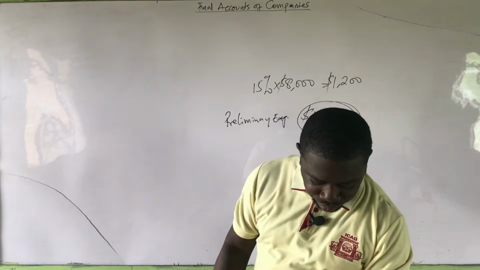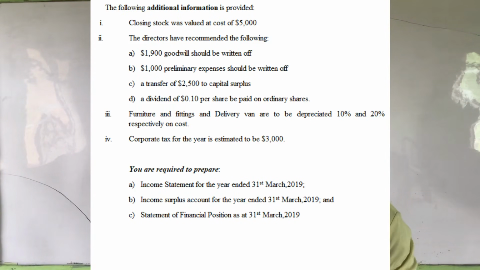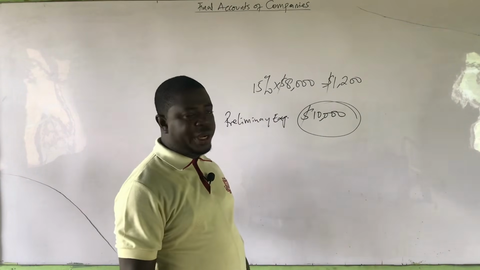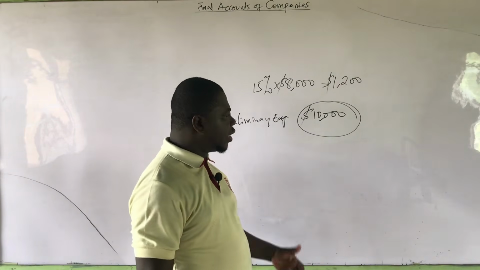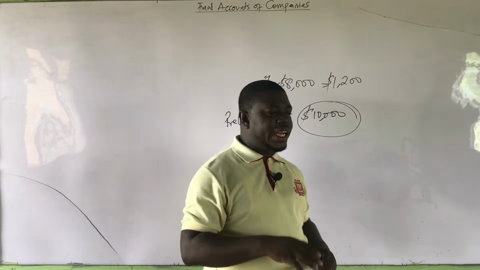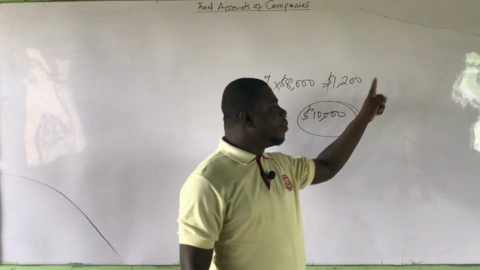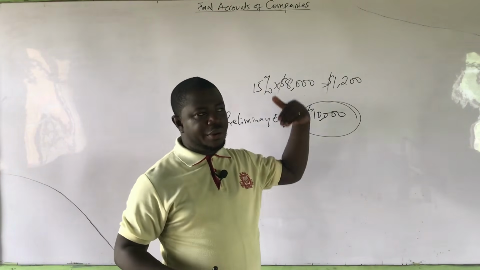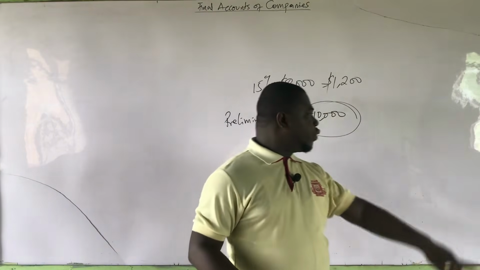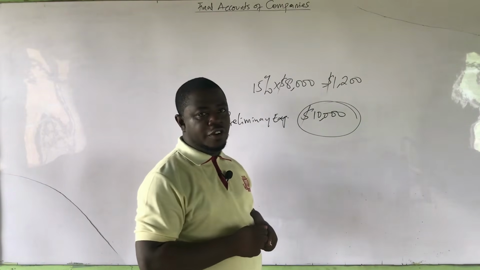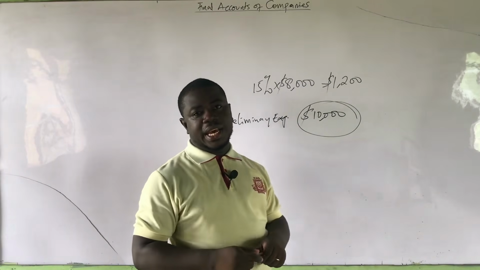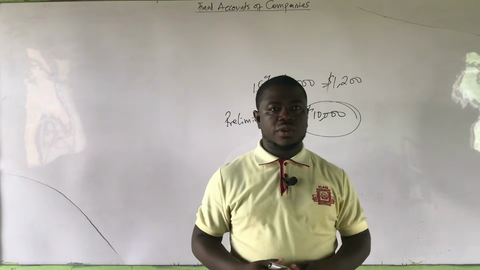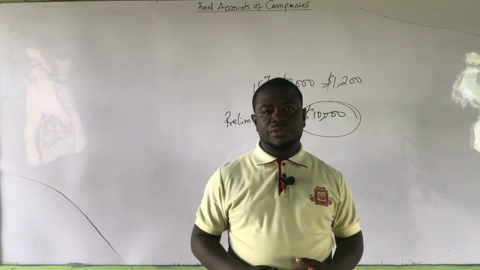You can see from the second additional information, the recommendations of the directors, that $1,000 of preliminary expenses should be written off. So that is the meaning, that is what I was explaining. So we are going to capitalize this whole 10,000, and then we write off only 1,000. So the net value of this preliminary expense will now be 9,000 at the end of the year. So the following year we write off 1,000 year after year until this whole expense has been taken off from our books. But until then, we are going to capitalize it as part of our cost of the assets. I don't know if you understand what I'm trying to explain.